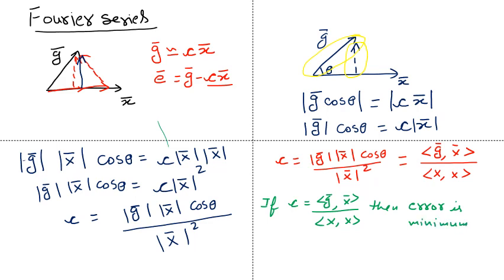Now if theta is equal to 90 degrees, then in that case vector g and vector x are orthogonal.